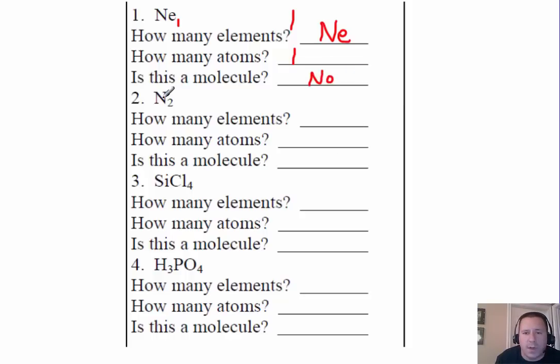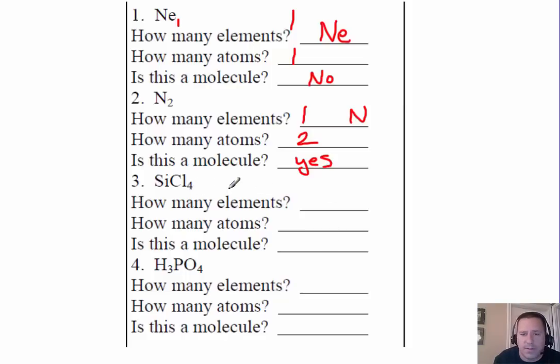How about number 2, N2? How many elements do we have here? Okay, well, we can still list them. There's nitrogen. There's only 1. There's 1 element here. How many atoms are there? This is where we look down here at our subscript. The subscript is a 2, so there are 2 atoms of nitrogen. Is this a molecule? Let's ask the question again. Is this more than 1 atom bonded together? Yes, we just said there's 2. So is this a molecule? Yes, it is.